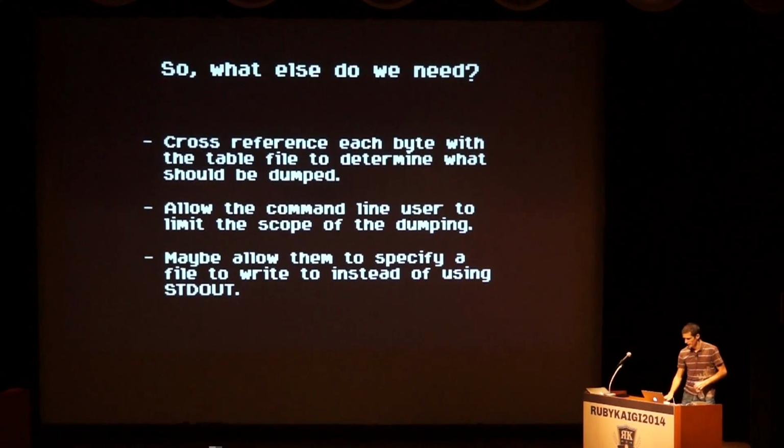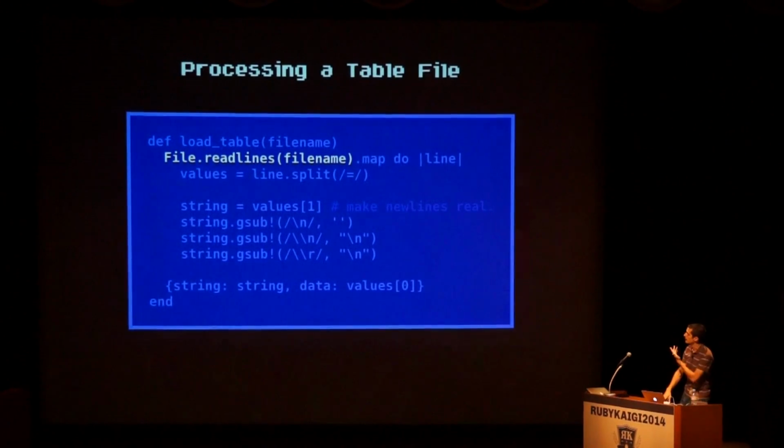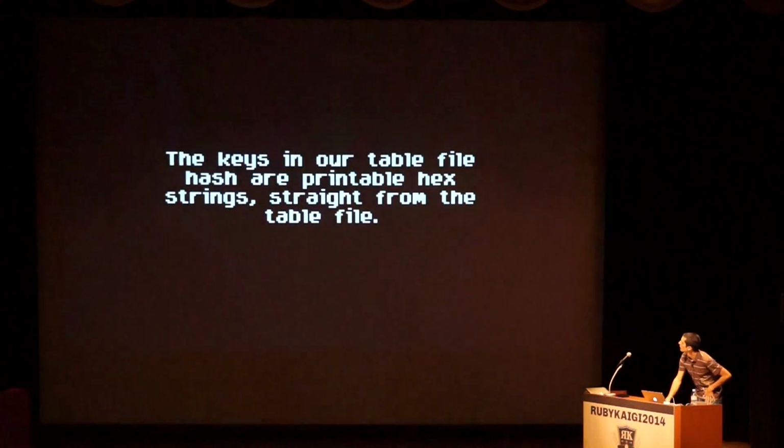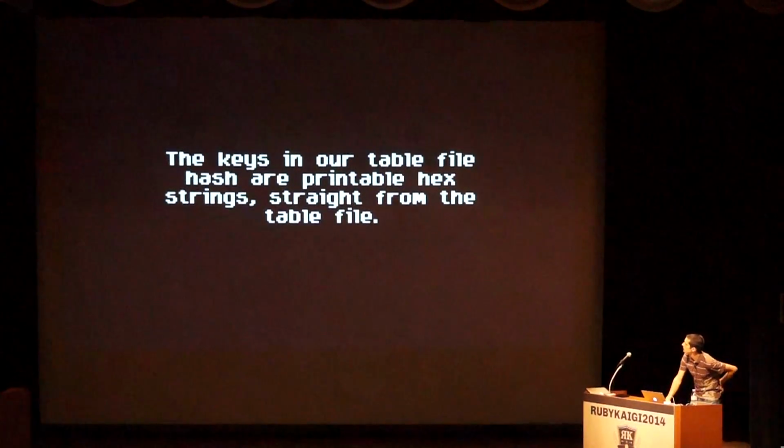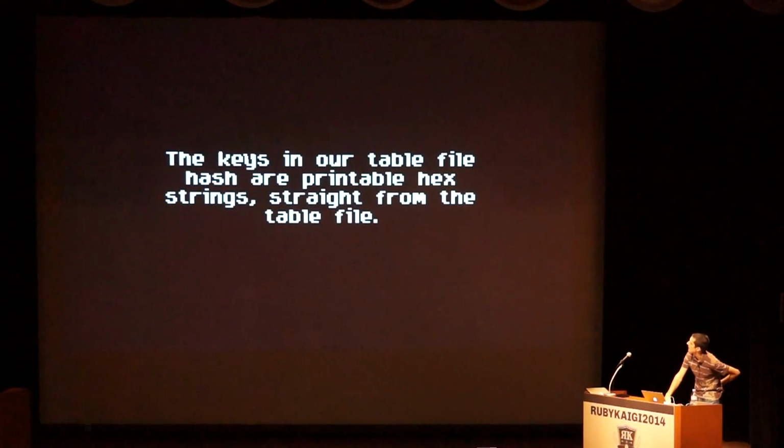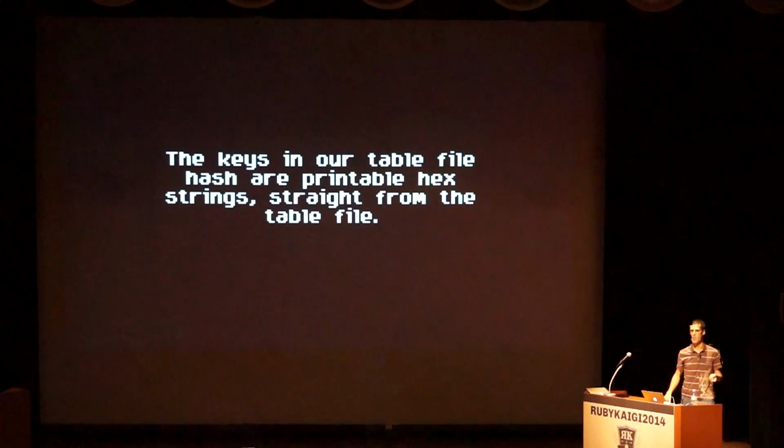So we're already not far. We load the table like so. Line by line, it's an ASCII file, so you can do this. You split each line on the equal sign, and you make the newline characters that the user has put in there in code into actual newline characters, and then you just return all of those values. The keys in our table file hash are printable hex strings straight from the table file.